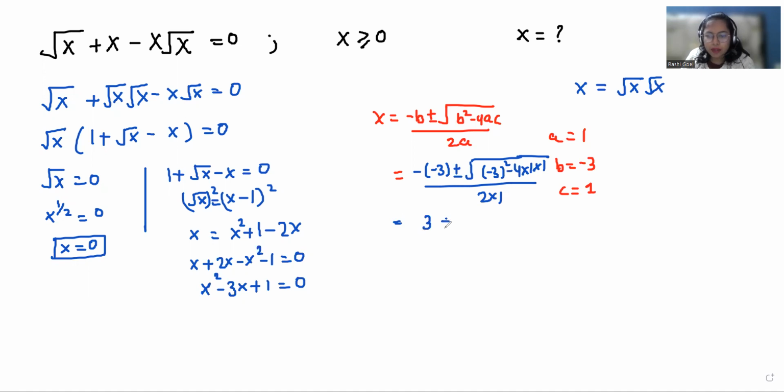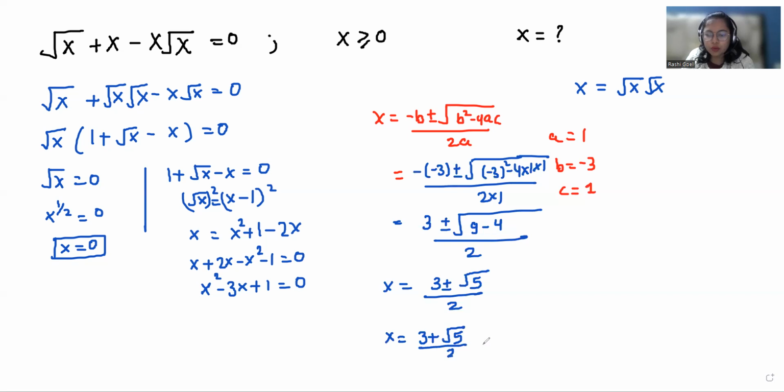So here 3 plus minus under root 9 minus 4 by 2. So 3 plus minus under root 5 by 2. So the value of x is 3 plus under root 5 by 2 or 3 minus under root 5 by 2. I hope it's clear and you find it useful.